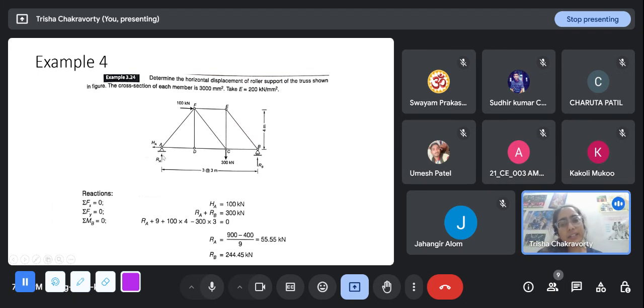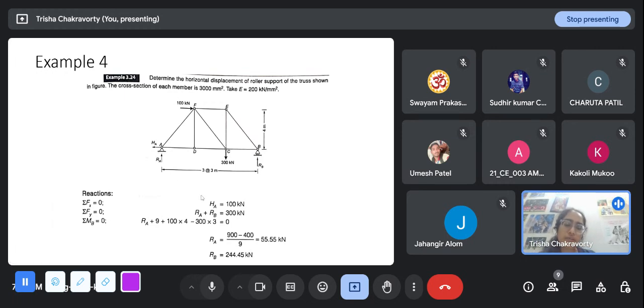Sigma Fy equal to 0, we'll get RA plus RB is 300, and sigma MB equal to 0. When we are taking the moment about B, HA is passing through the line B, so it will not have any component of moment, and RB is passing through B, so it will not have, but RA into 9, because see 3, 3, 3, so RA into 9 is a clockwise moment. 100 into 4, this vertical 4 is also a clockwise moment, and this 300 is providing an anti-clockwise moment, 300 into 3, so it is minus here. From that we get RA as 55.55 and RB as 244.45. So we have solved the support reactions.